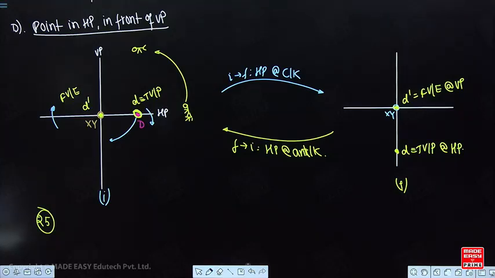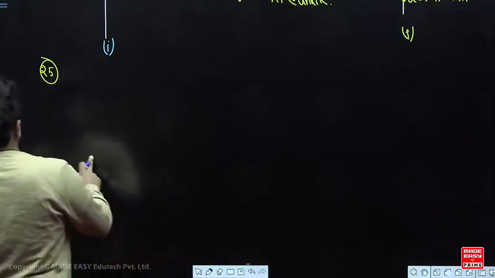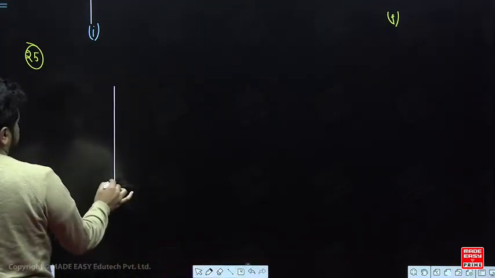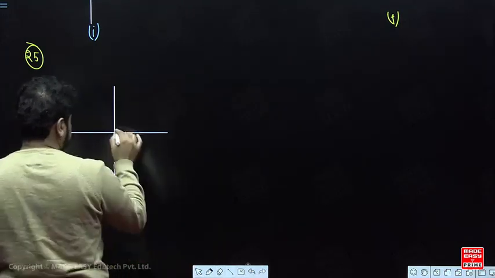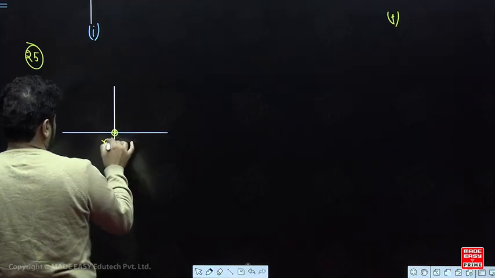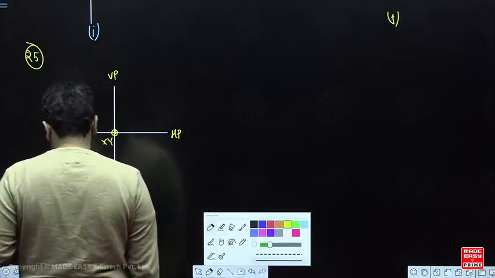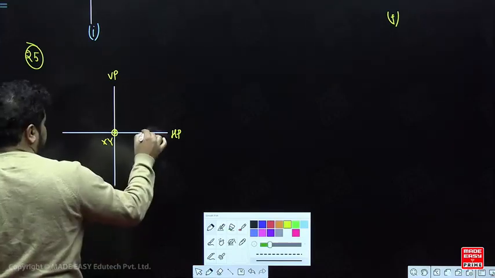Done? Okay. So, let's try this question. Question number 25. Now, let us understand the question first. It is saying that 2 points A and B are in HP. The point A is 30 mm in front of VP.